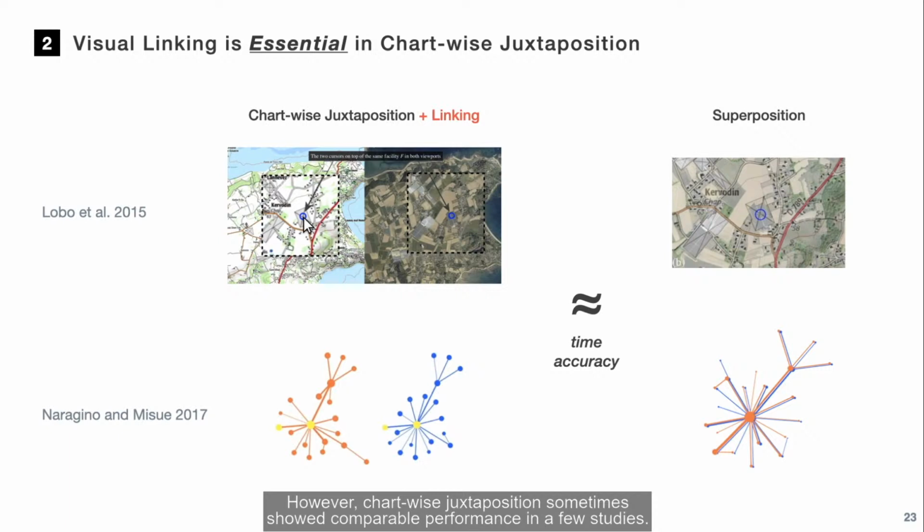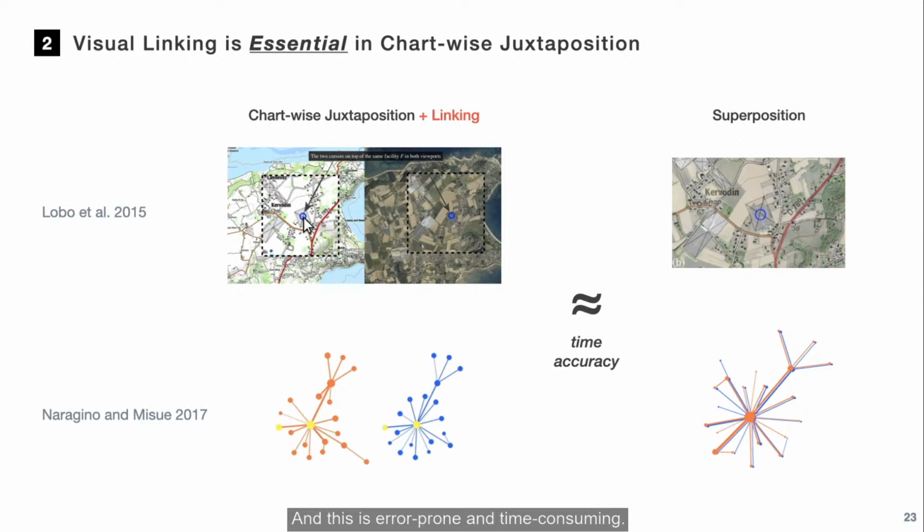However, chart-wise juxtaposition sometimes showed comparable performance in a few studies. This happened only when proper visual linking was provided in the study design. One of the main difficulties in performing comparison tasks in juxtaposed visualization is that people have to find corresponding visual elements before actually comparing them, and this is error-prone and time-consuming. Visual linking seems to largely assist these subtasks according to our survey research.